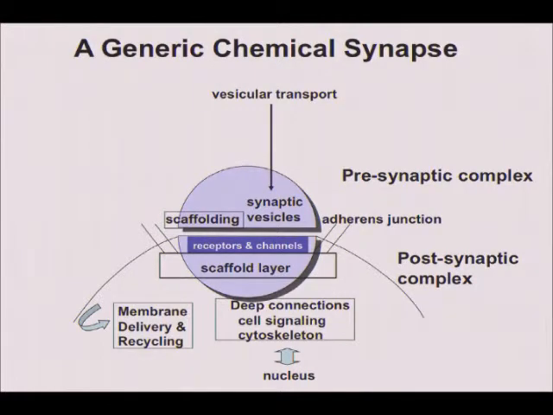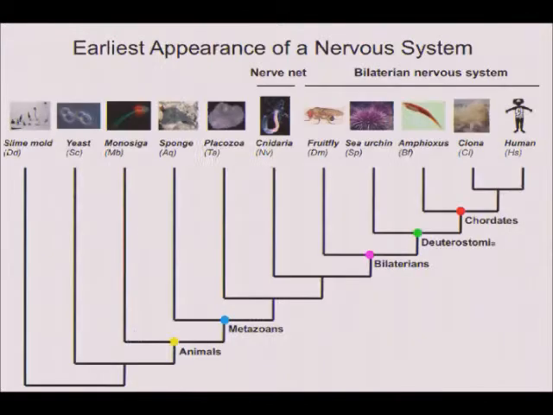It's not till you go deeper into the synapse that you have these more generic components like the cytoskeleton and cellular signaling molecules that are then communicating down to the nucleus. So we have here a generic synapse. And these structures appear early in animal evolution, but not at the very origins of animal evolution.